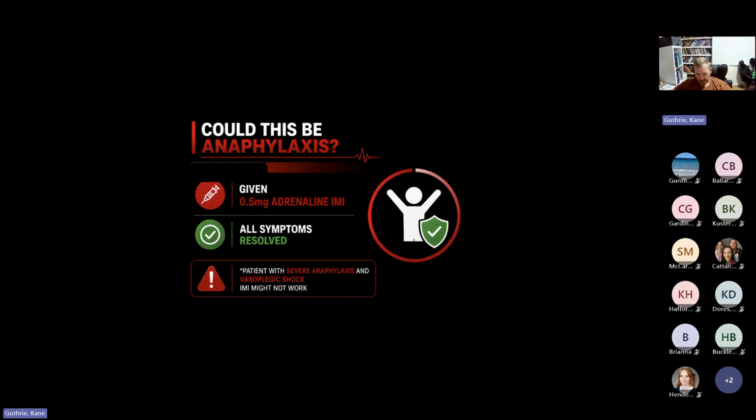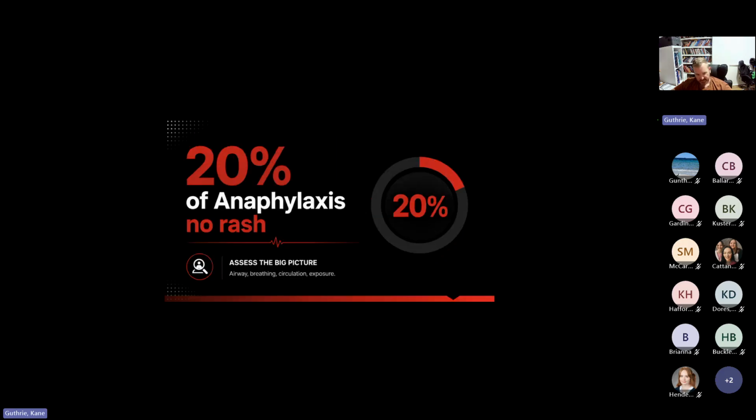Remembering if you're dealing with shock and it's not responding, or you've got a shock patient, you give them antibiotics and stuff and they get sicker, always think about anaphylaxis in these patients, okay? Because 20% of the time with anaphylaxis, they won't actually have a rash. They'll just vasodilate.